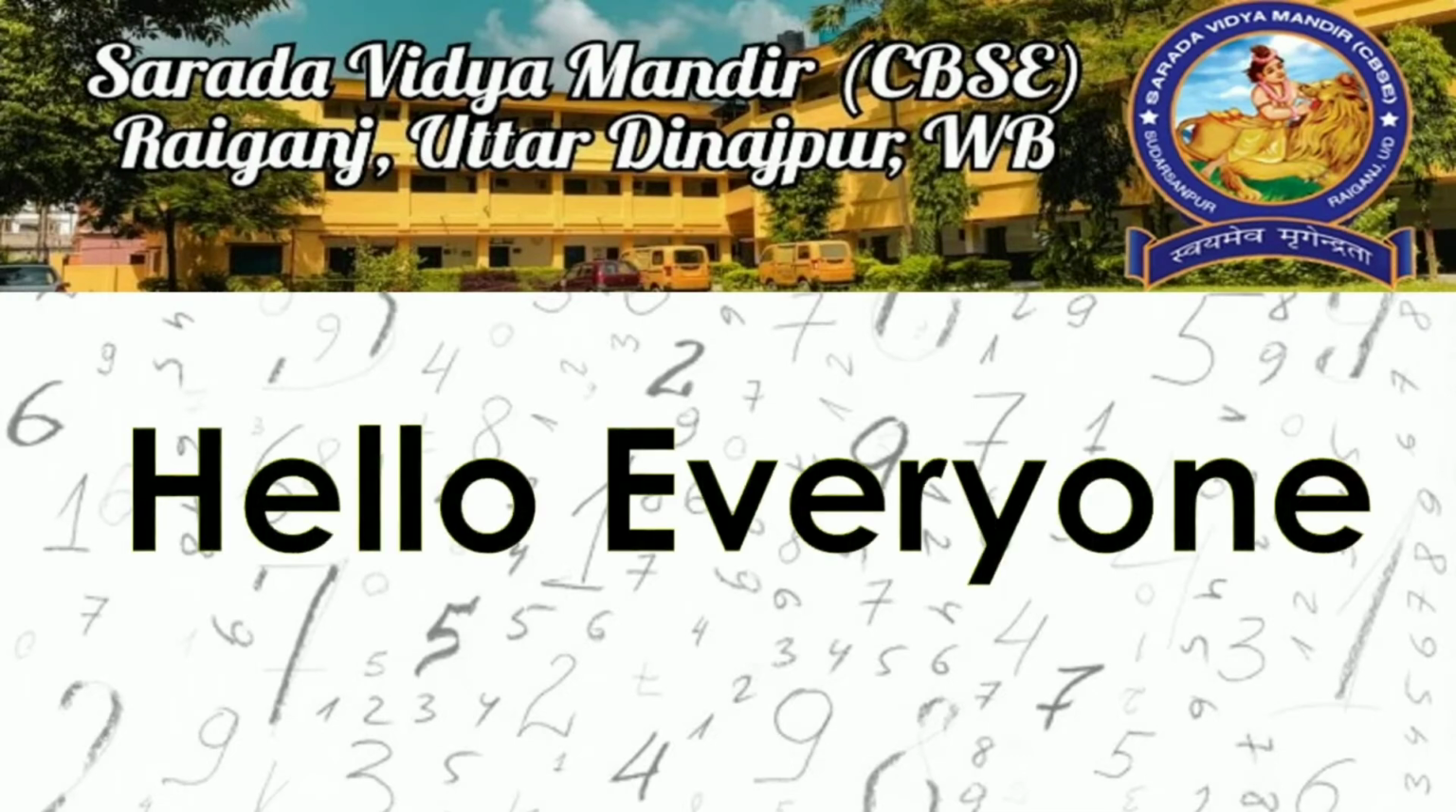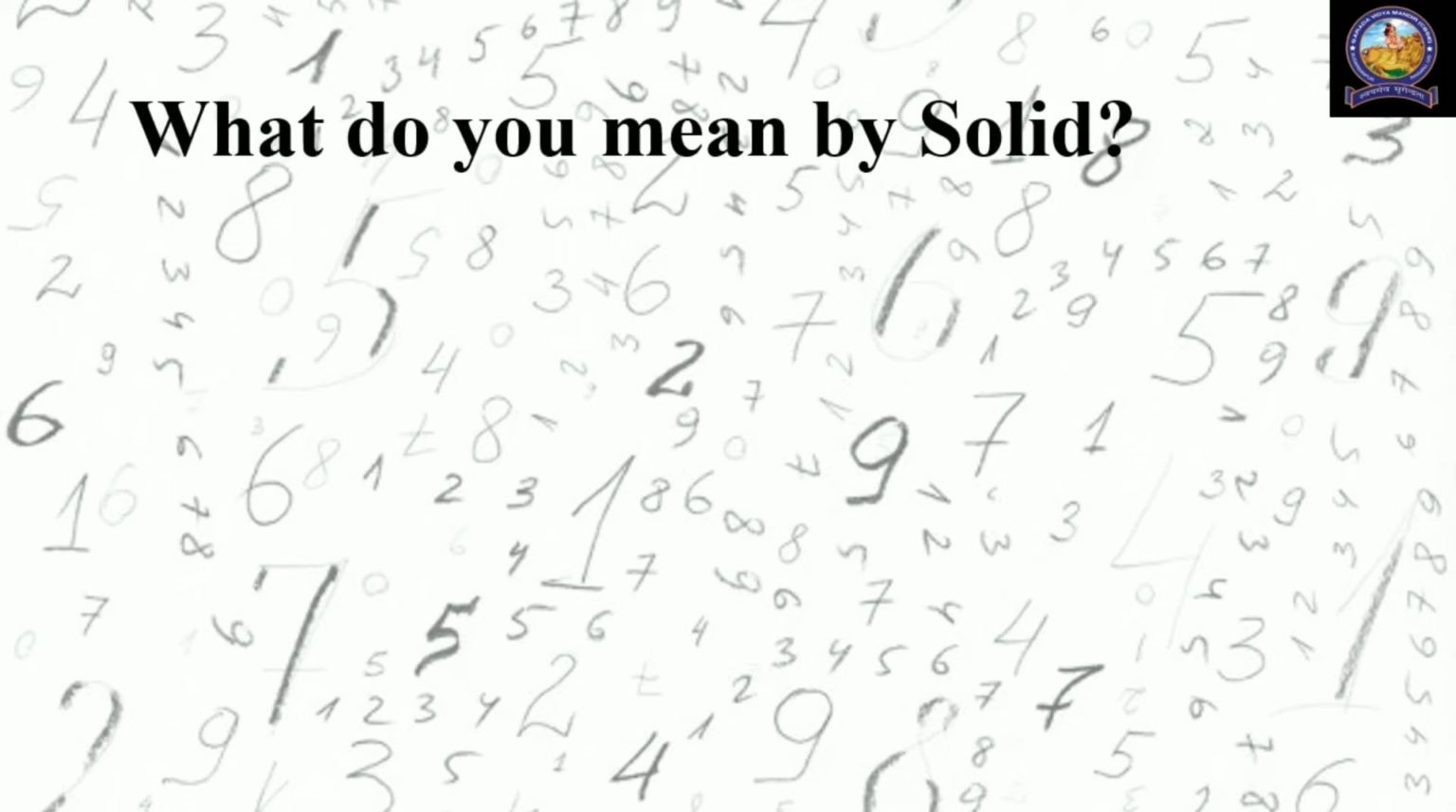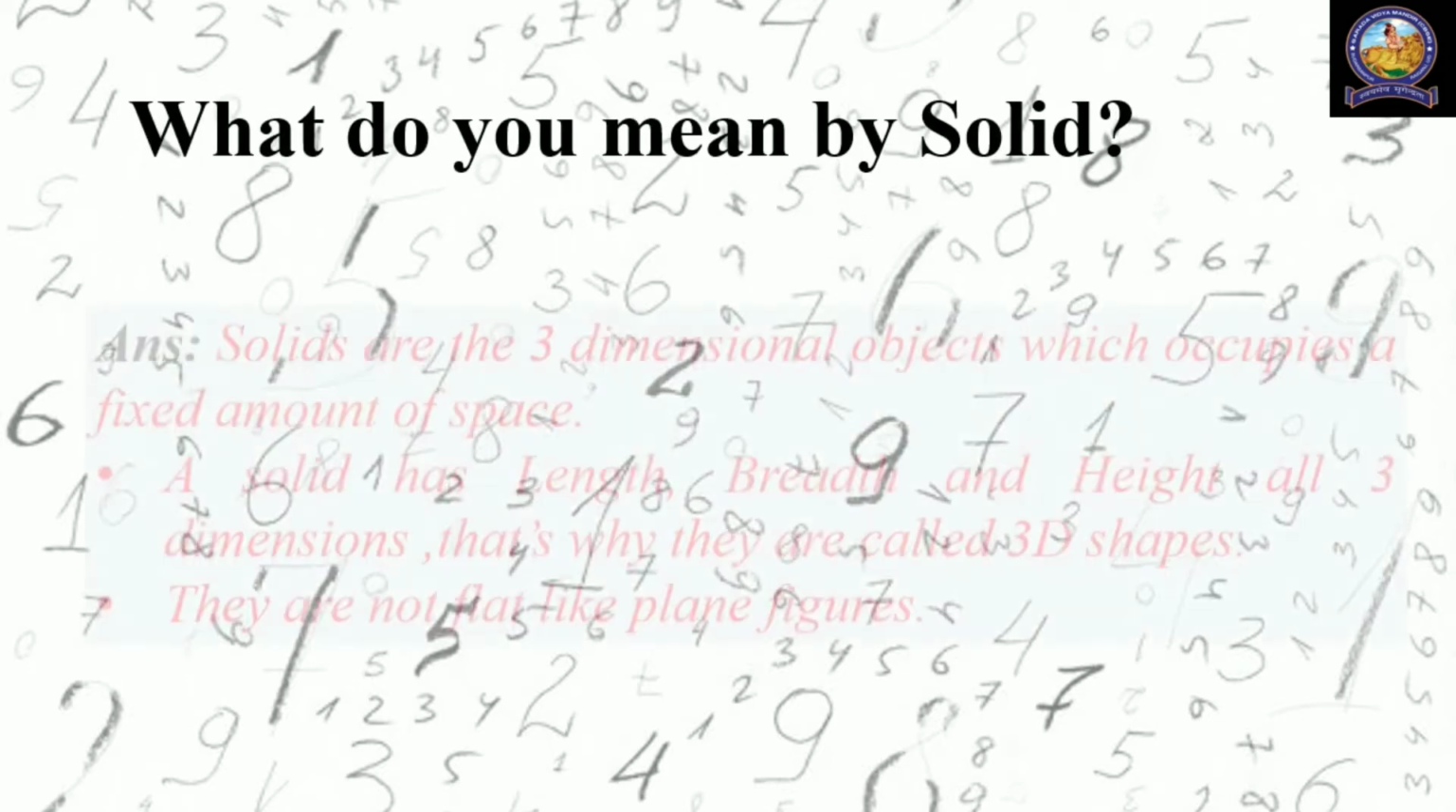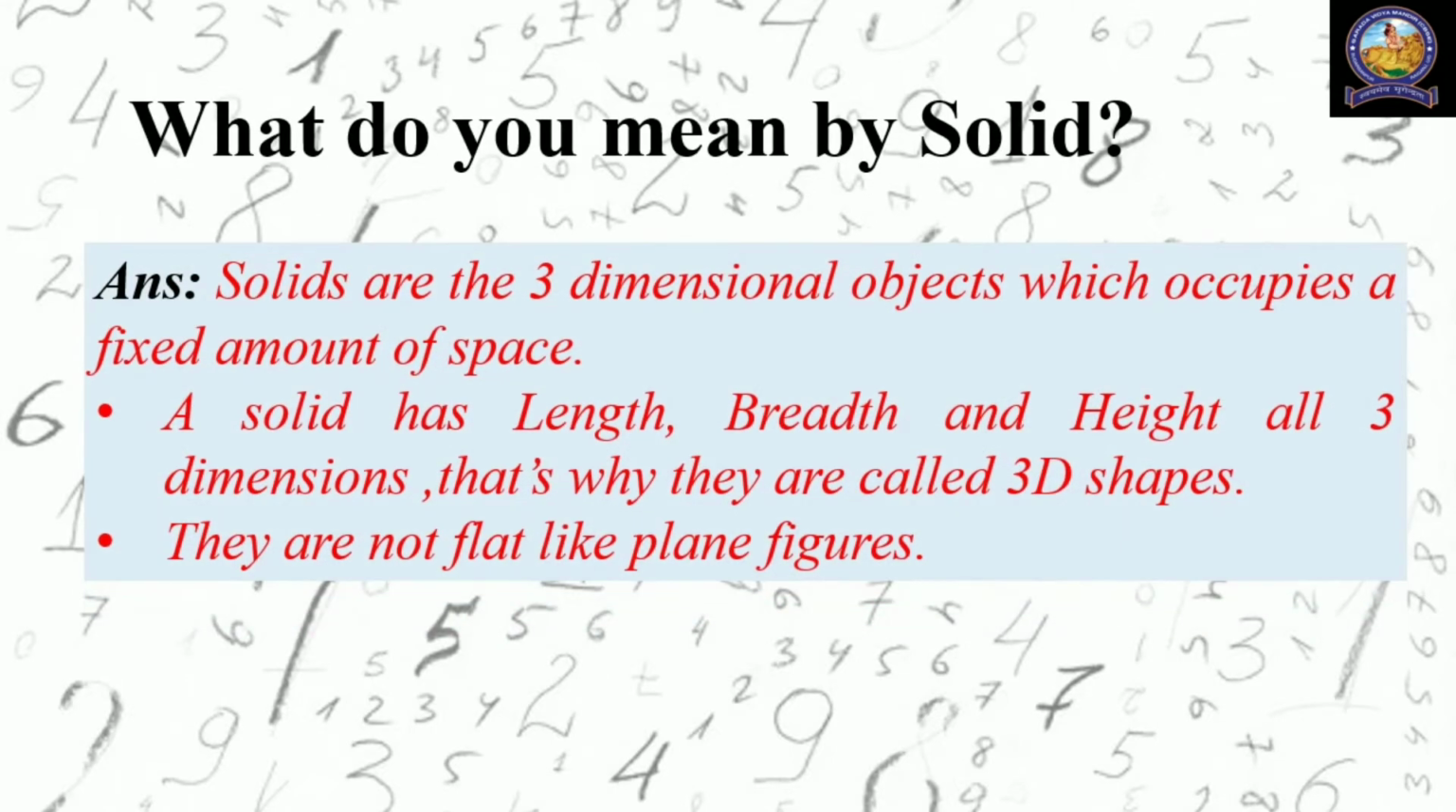Hello everyone. Today's class is based on solids. Solids are three-dimensional objects which occupy a fixed amount of space. A solid has length, breadth and height, all three dimensions. That's why they are called 3D shapes. They are not flat like plane figures.